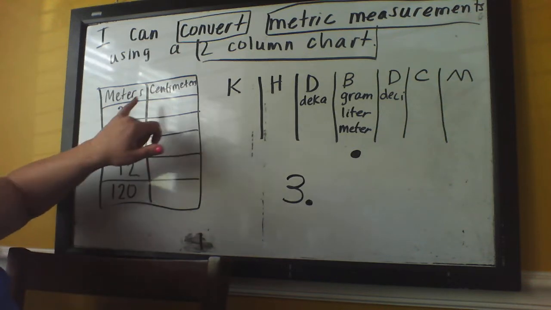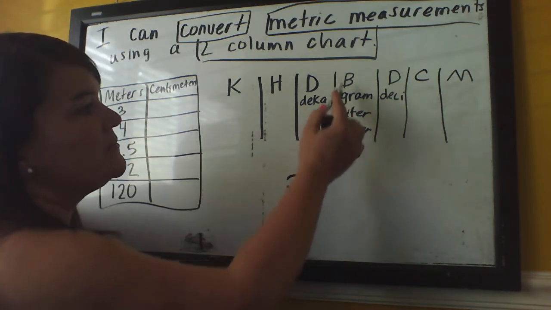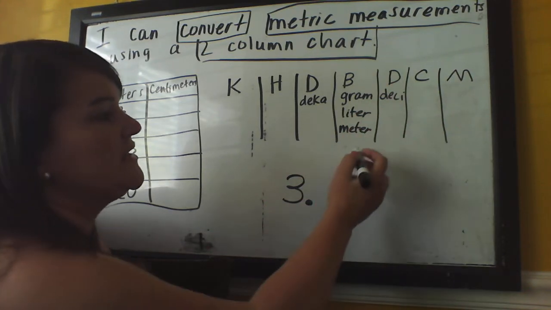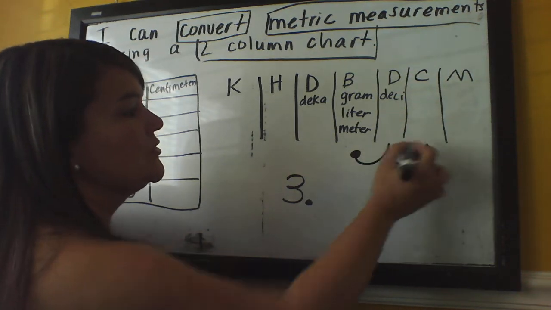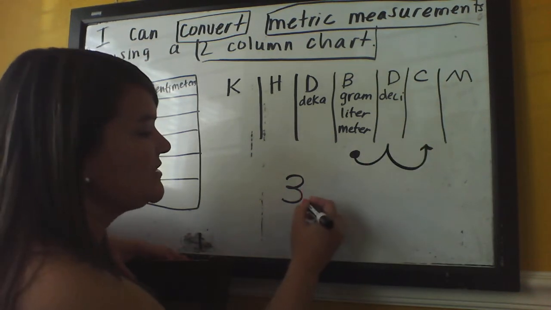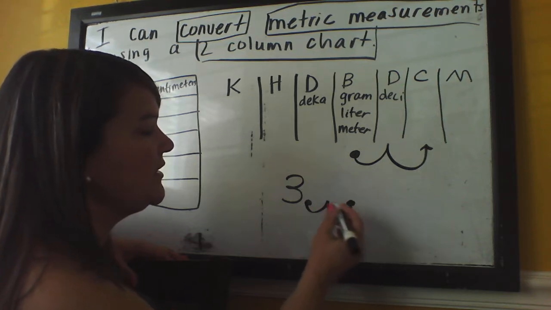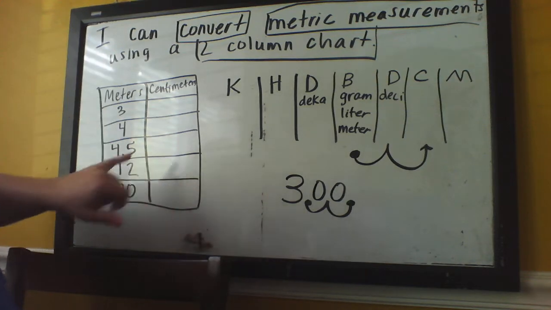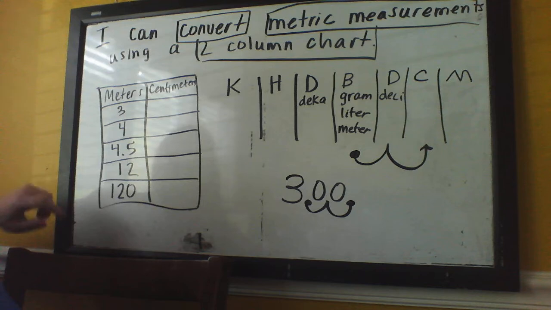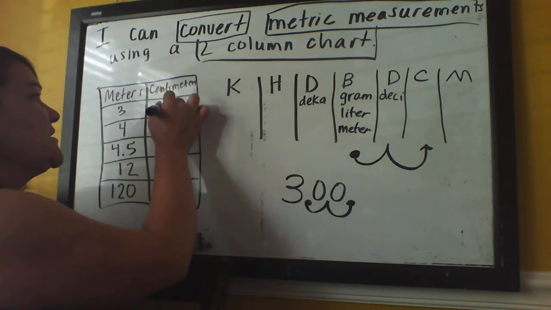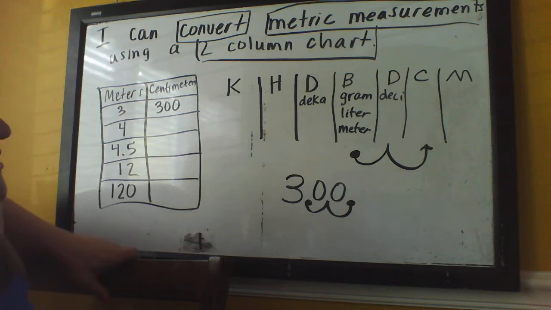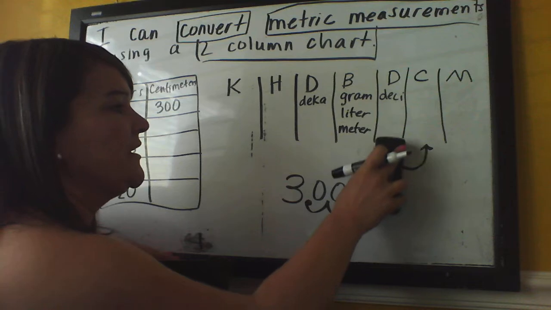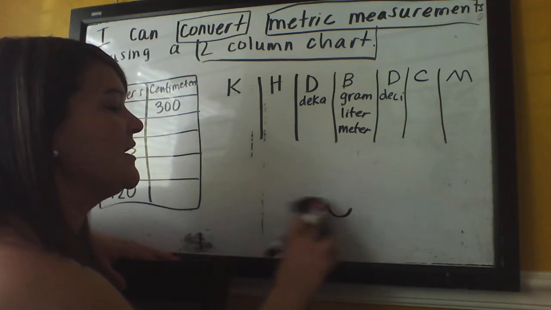Now I'm going from meters to centimeters. Here's meters at the base, and centimeters is over here. So I'm going to see how many places it takes me to get there. 1, 2 to the right. So I'm going to move my decimal 2 places to the right, and I'm going to fill in these spaces with placeholders. So I know that there are 300 centimeters in 3 meters. The reason why is because centimeters are smaller than meters, so it's going to take more of them to equal a meter.